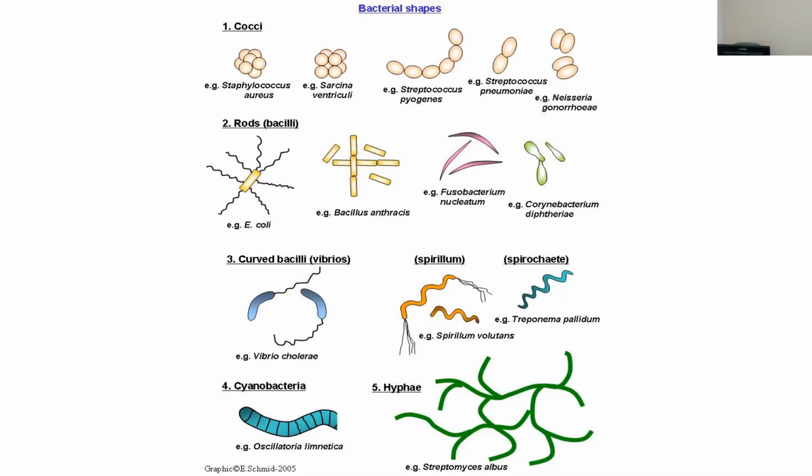E. coli, this is our number one urinary tract infection organism. Naturally occurs in our bowels and our stools, and it ends up in the urinary tract when it shouldn't be, and it causes a UTI. Vibrio cholerae.